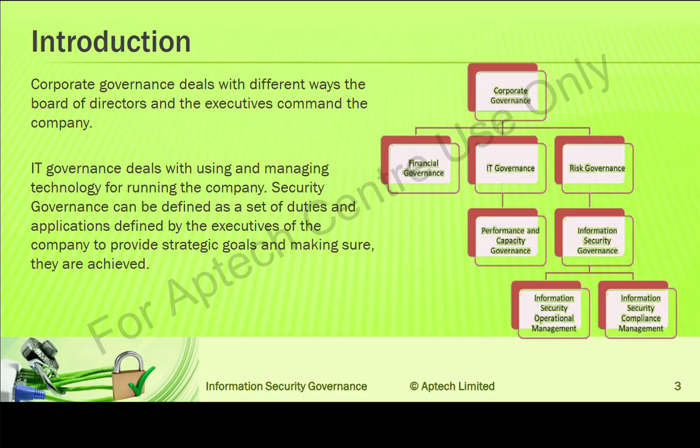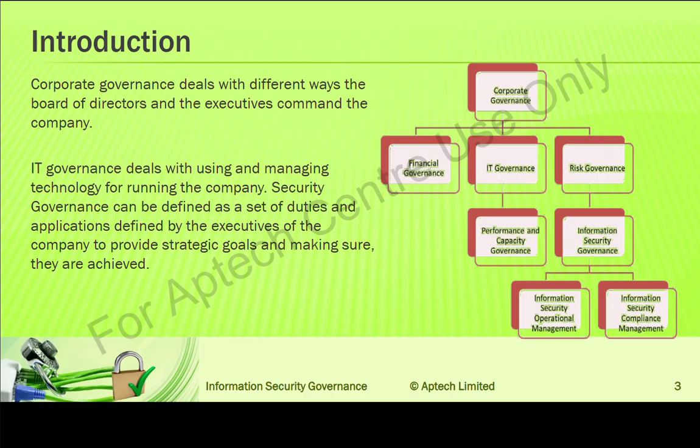Security governance can also be defined as a set of duties and practices defined by the executives of the company to provide strategic goals and make sure they are achieved. Here is the security governance: a plan established by the executives to achieve the goal. These are the processes we need to follow to achieve the common goal laid down for the business's success.